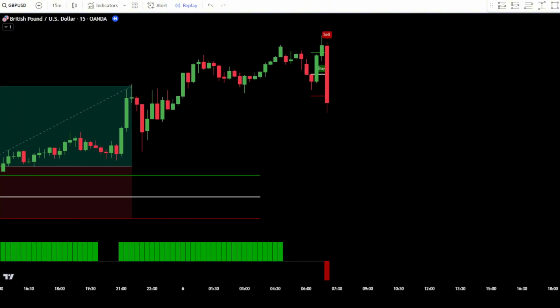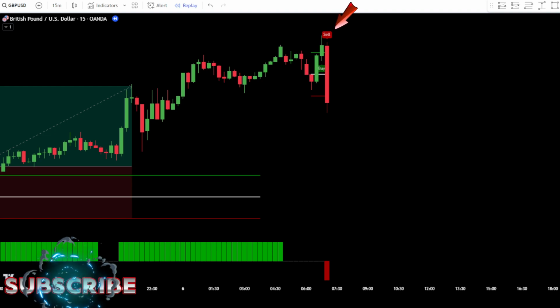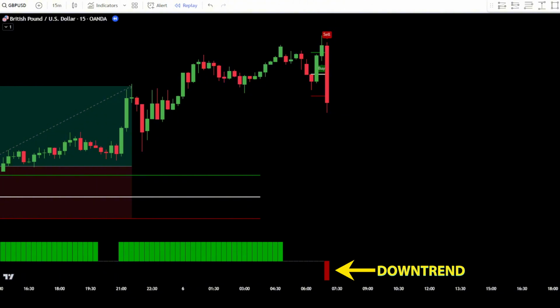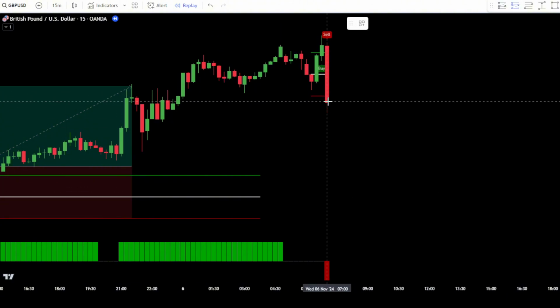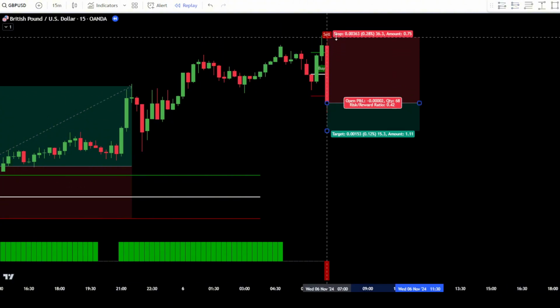How to place a sell entry. If the price candlestick performs a bearish breakout, a sell signal will appear. However, you must confirm the signal before placing a sell entry. Ensure that the Trend Alert indicator also confirms a downtrend. As additional confirmation, make sure the candlestick formed is a bearish candlestick. If all conditions are met, you can place a sell entry after the bearish candlestick has closed.